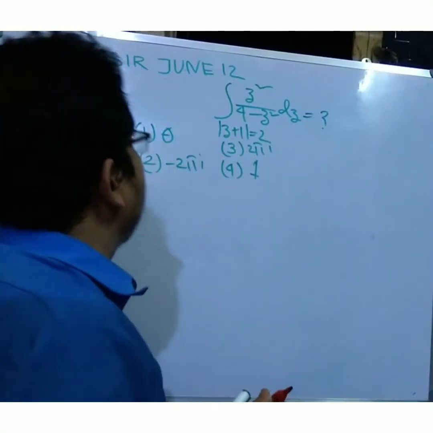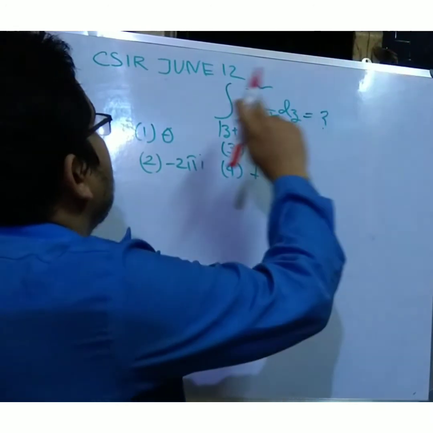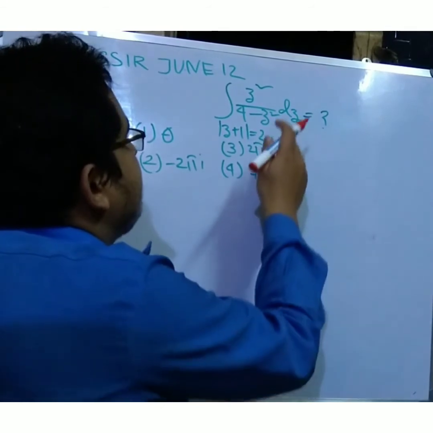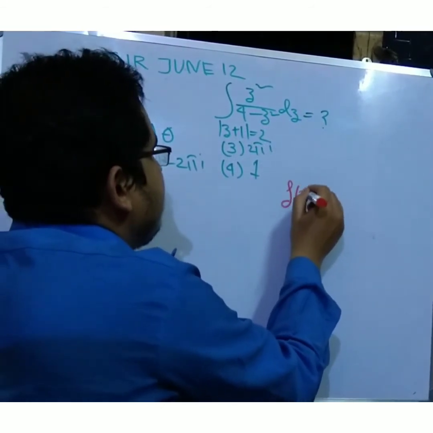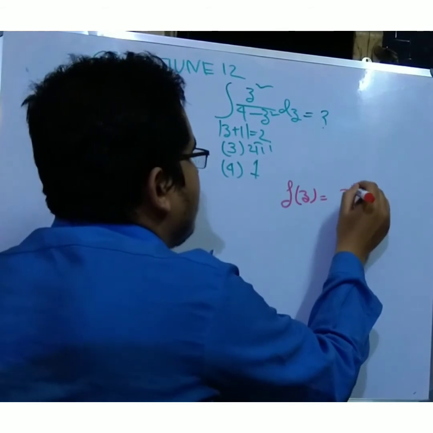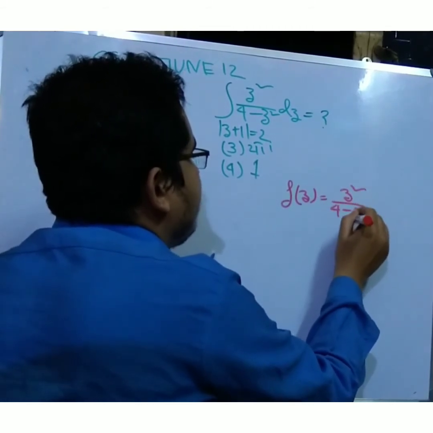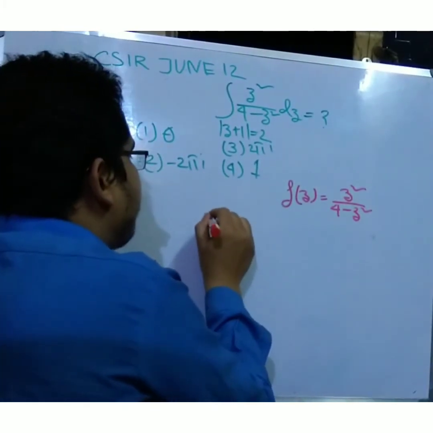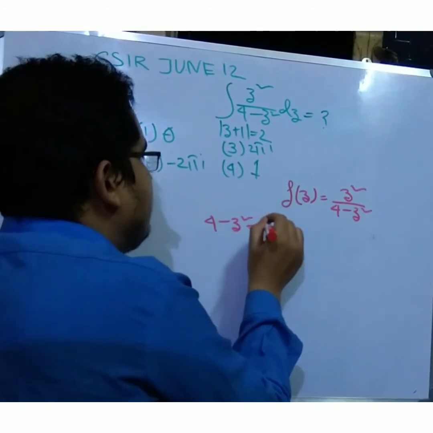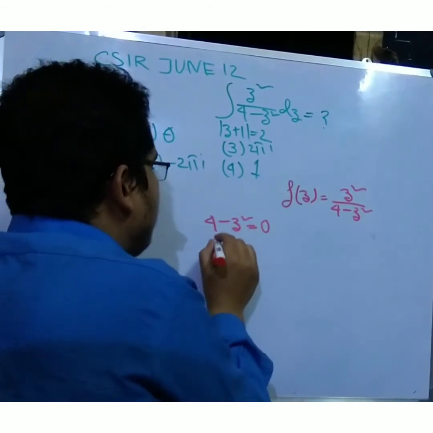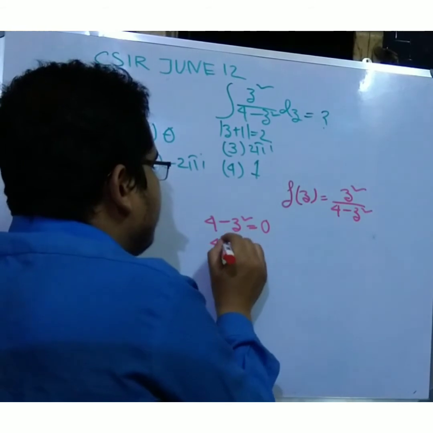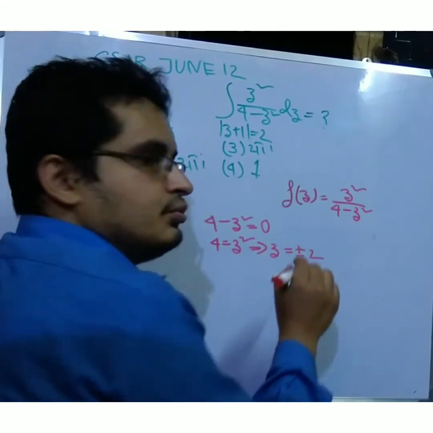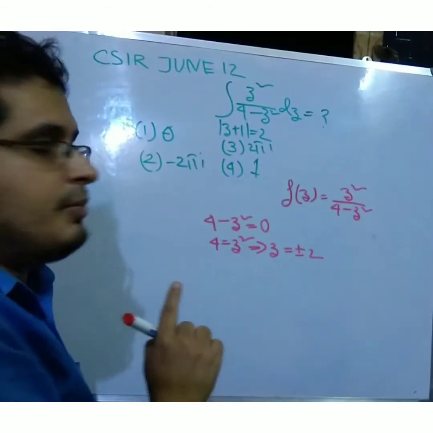I want to solve the CSIR June 2012 problem. The problem is the integral of z squared divided by 4 minus z squared dz. So friends, the function is f(z) equal to z squared divided by 4 minus z squared. Now I will take 4 minus z squared equal to 0, so 4 equals z squared, and that implies z equals plus minus 2.